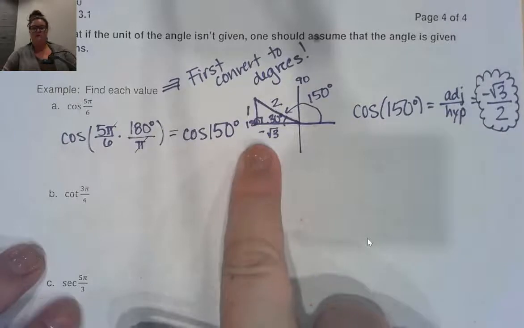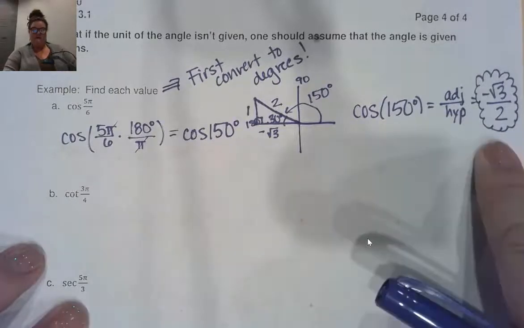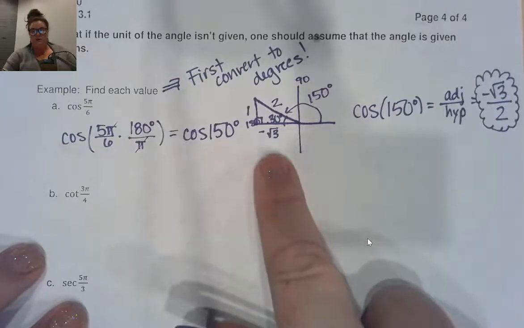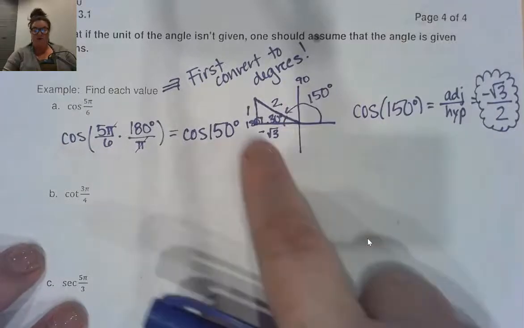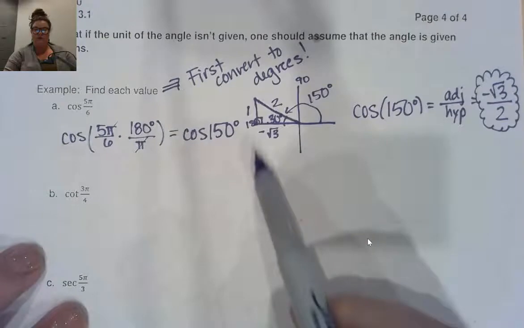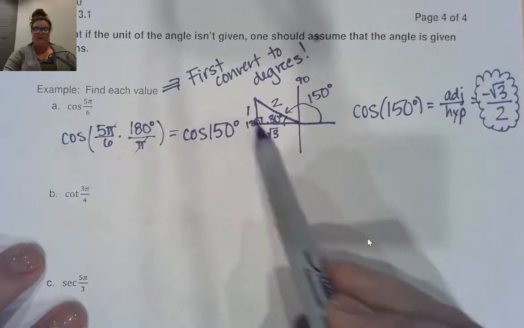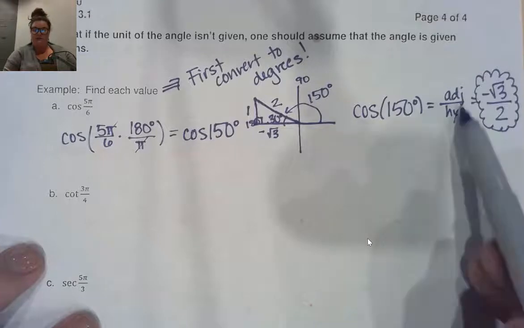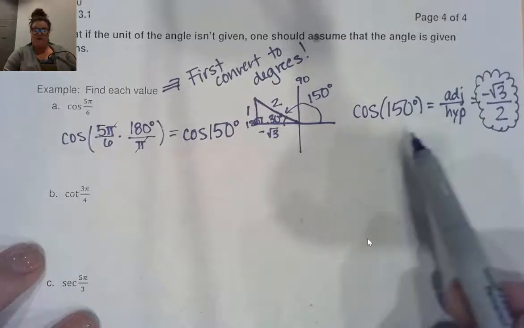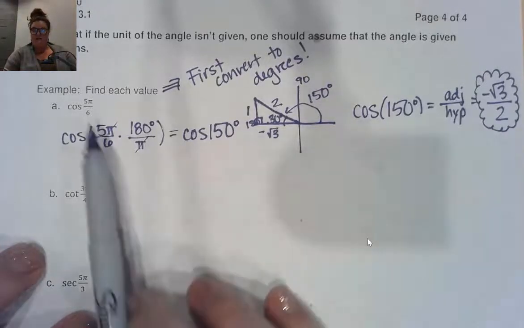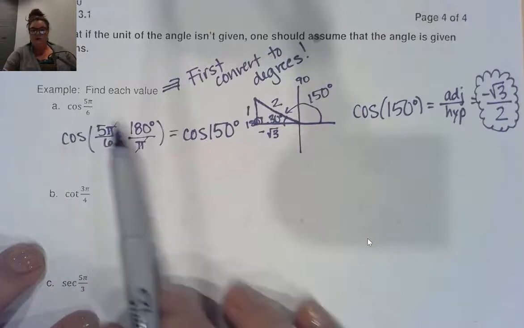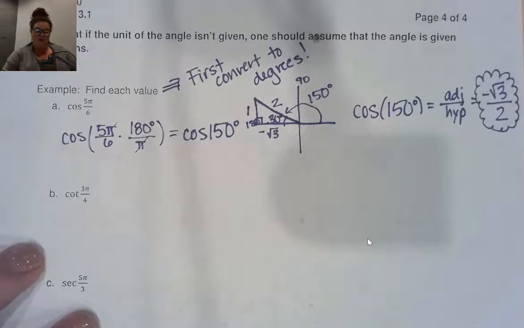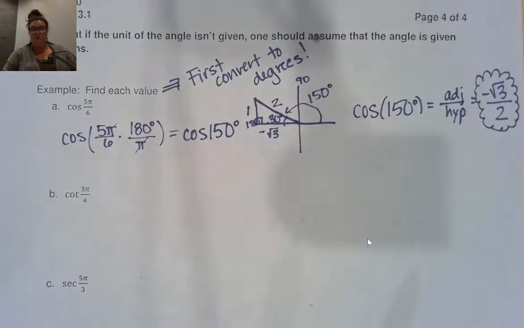So I just want to point out, everything that I did from this little triangle over is not new, right? This is something we've already done. We know how to find the reference triangle, we know how to label it, we know how to determine if our opposite and adjacent side should be positive or negative, and we know how to find the cosine by doing adjacent over hypotenuse. So the only new thing here was first converting the radian measures to degrees so that we could do all of that.